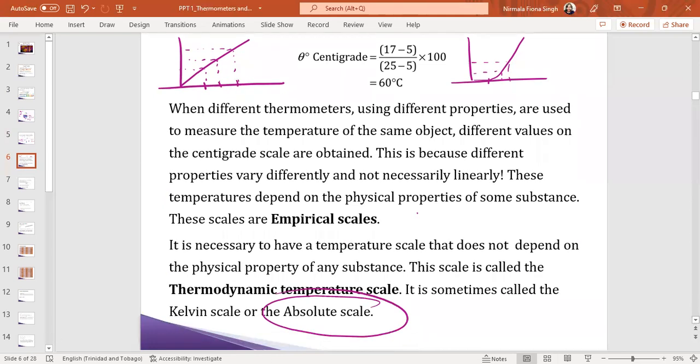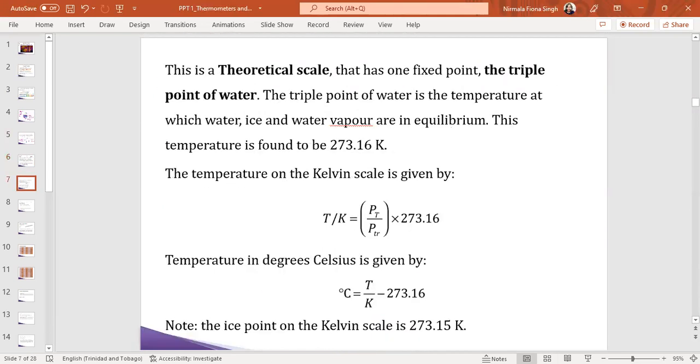That's the actual scientific name for it. And as the Kelvin scale, we're going to go through the Kelvin scale really simply. This is a theoretical scale, meaning it was done via mathematics. That does not mean theoretical in the sense of guesswork. Please be reminded that a scientific theory is much different.